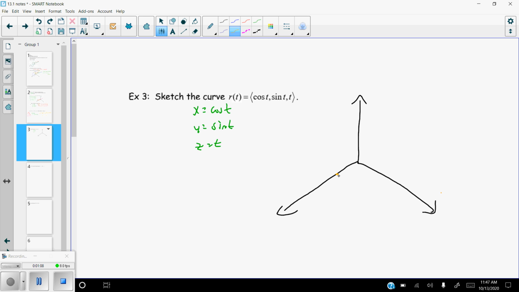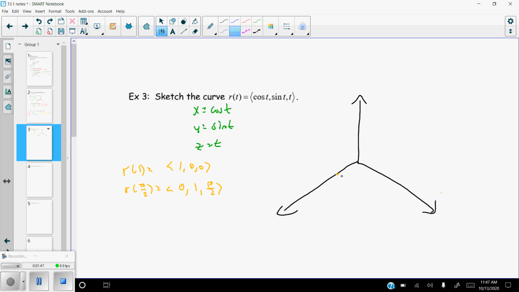So r of 0 would give you the vector 1, 0, 0. And because we're dealing with trig here, we're probably not going to go with something like cosine of 2. We're going to go with pi halves and so on. So let's go with r of pi halves. That is going to be 0 for cosine, 1 for sine, and pi halves for z.